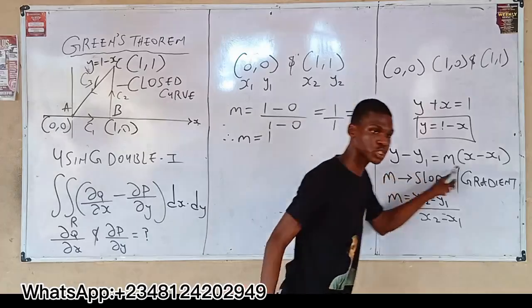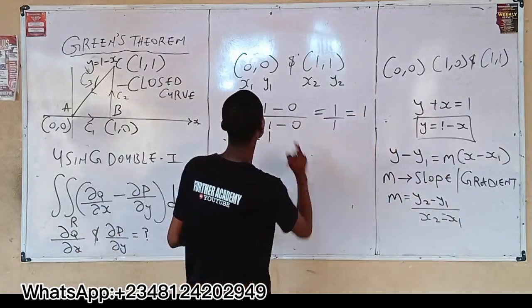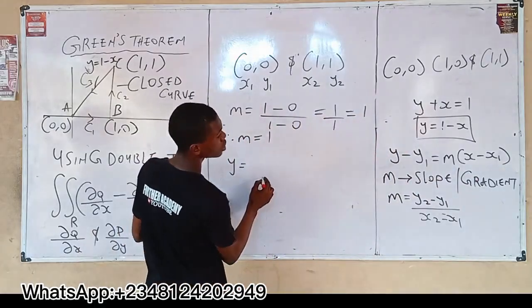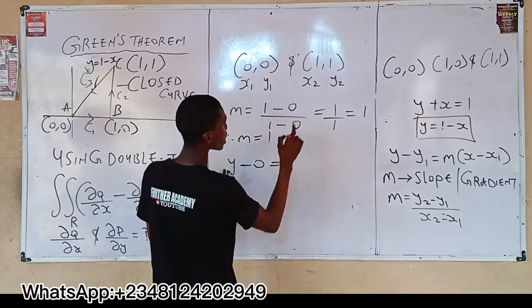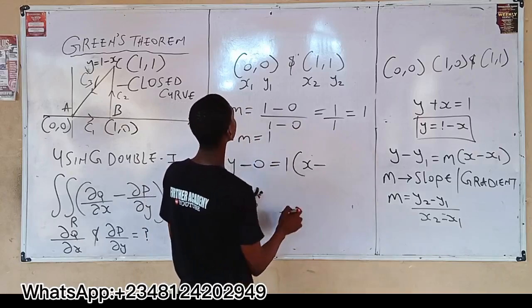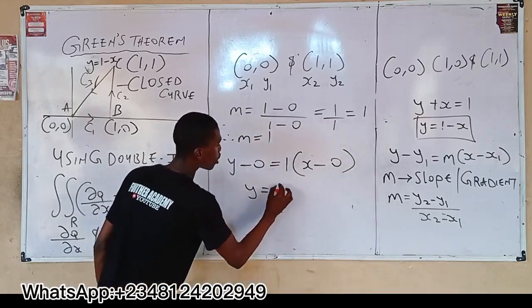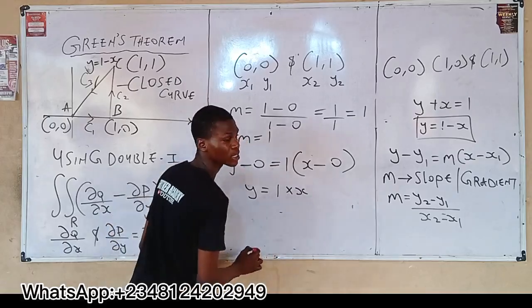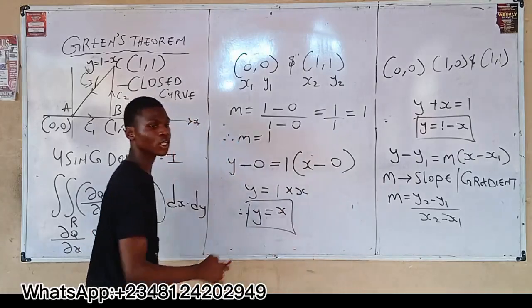Now let's substitute. Meaning y minus y1, and y1 is 0, so y minus 0 equals m, which is 1, all into brackets x minus x1, which is 0. Expand this. What do you have? Y equals 1 multiplied by x. Therefore, y equals x. Now the upper limit is what?